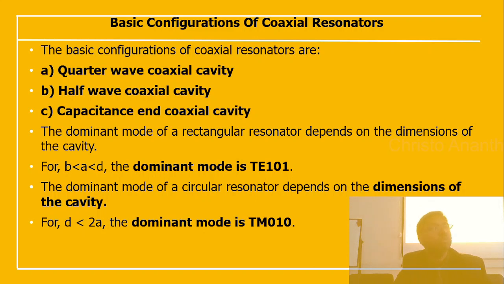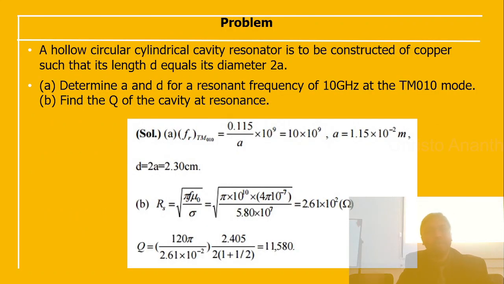Here the dominant mode depends on the dimensions of the cavity. As I told you, this d value is greater than a, which is greater than b, so the dominant mode is TE101. But in the case of the circular resonator, it depends on the dimensions of the cavity. Here d is less than 2a, so the dominant mode would be TM010. So we'll understand some problems with regards to the formulae we have done.